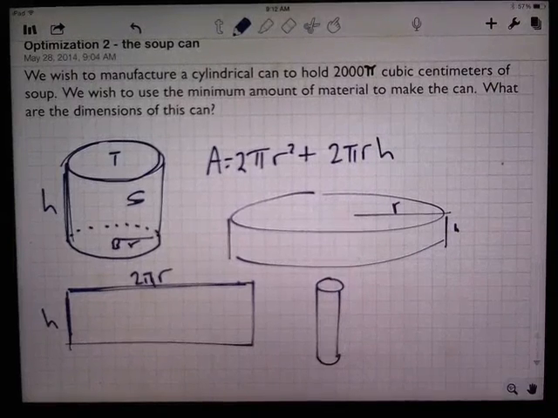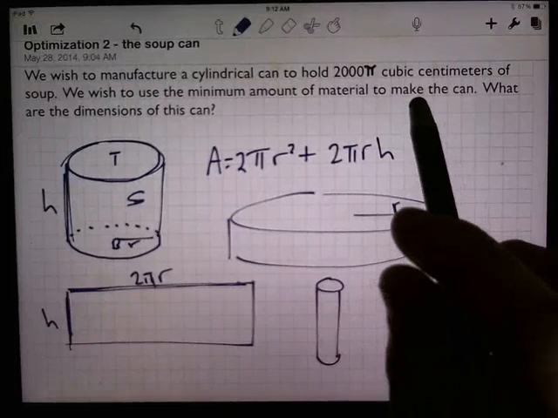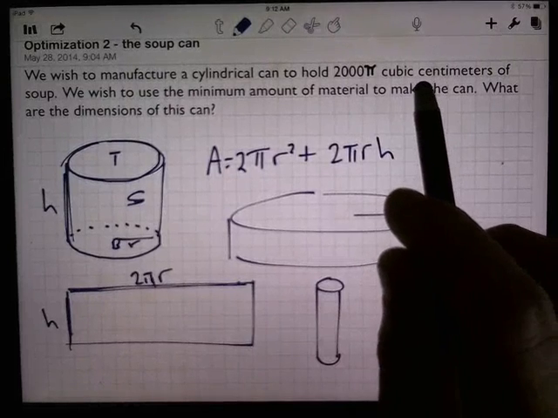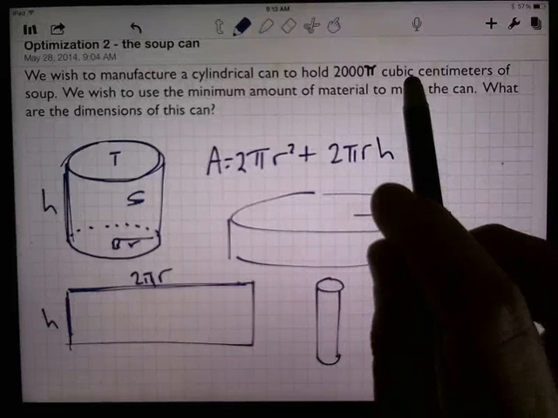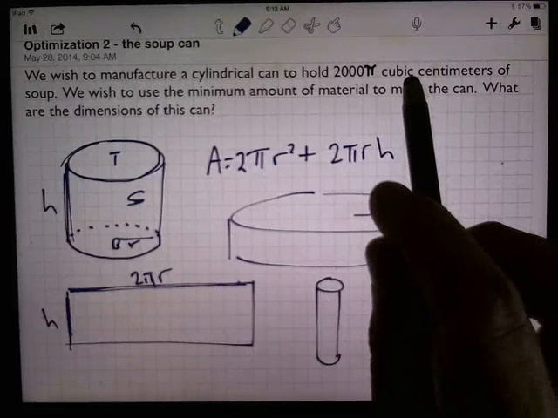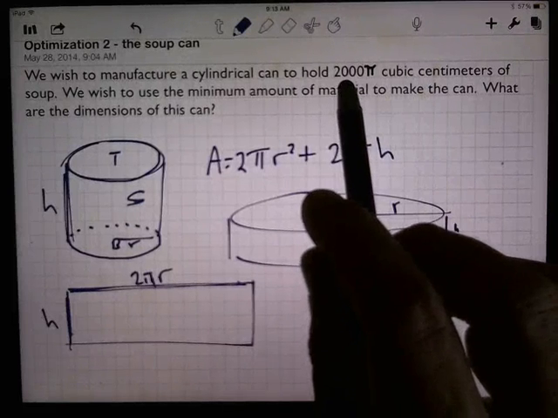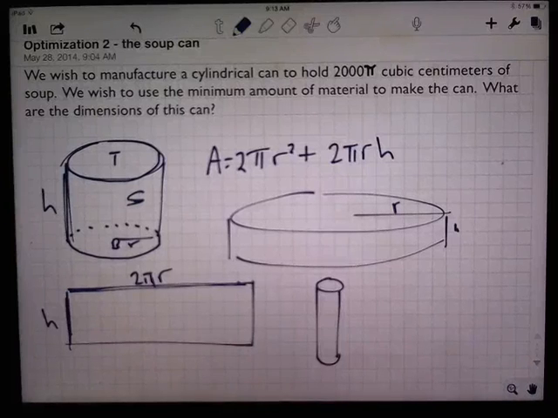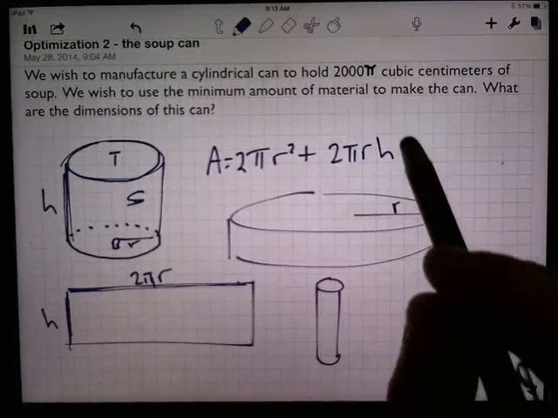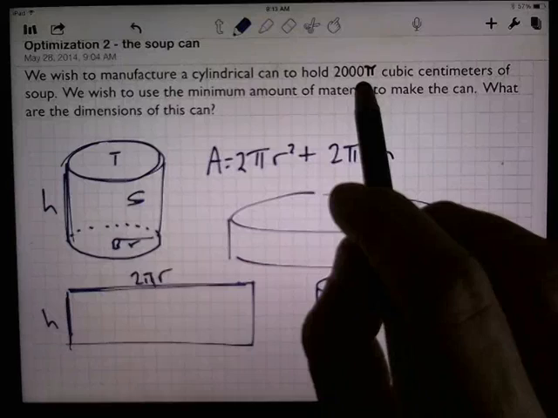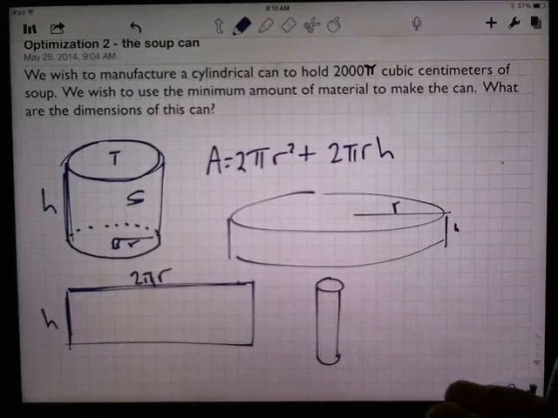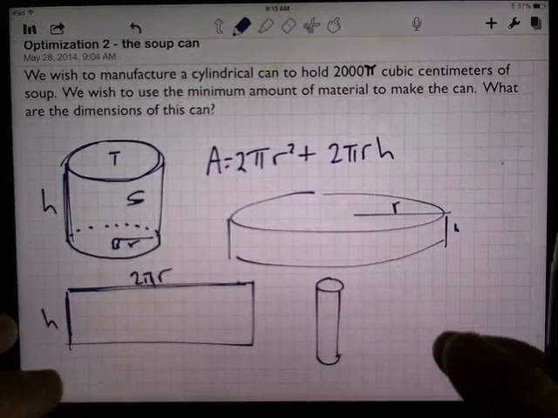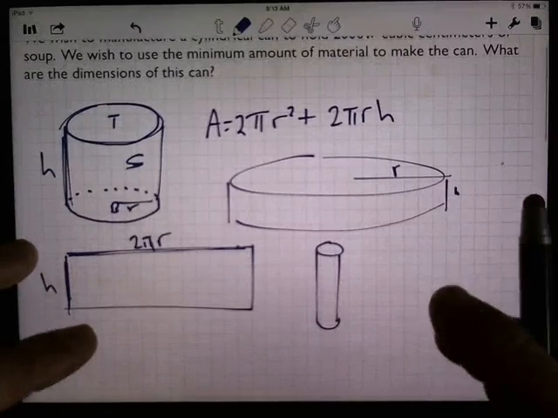Is that a big can? Is that a little can? Well, a cubic centimeter is the same thing as a milliliter, and 1,000 cubic centimeters are in a liter. So this is a little more than 6 liters, so a gallon and a half-ish. So kind of a big soup can. This is a Costco variety, I guess. But there's that volume that we're going to be able to use.